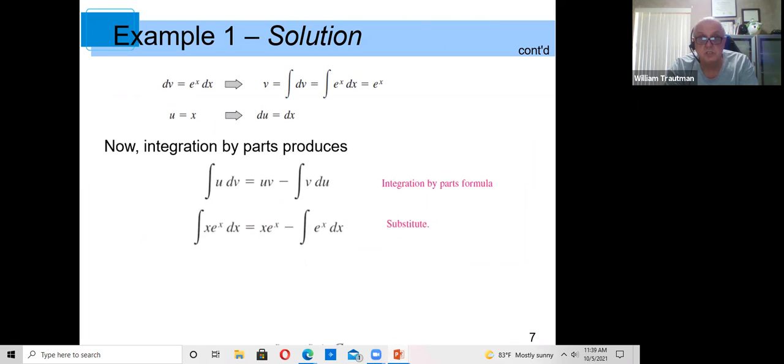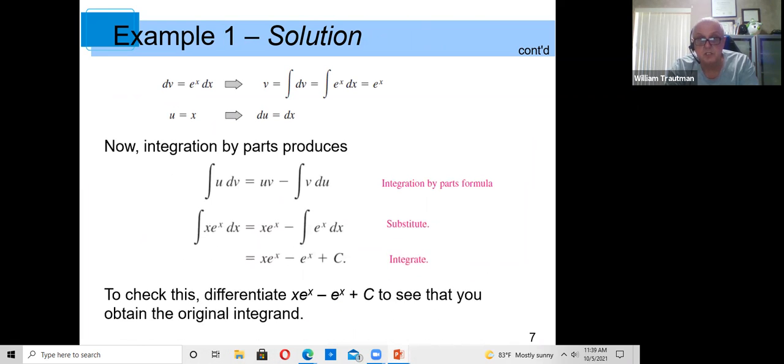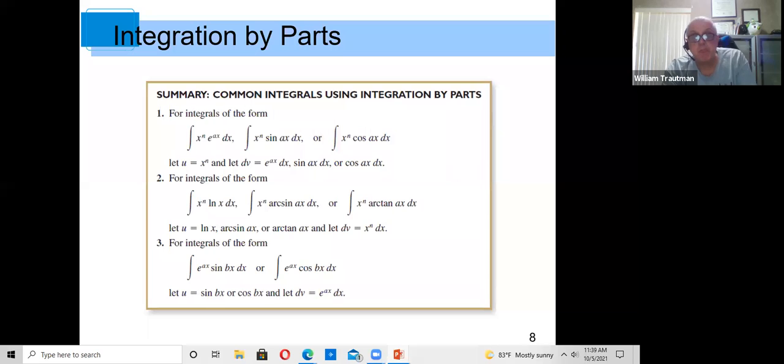This is just what I just did. And here are some clues they want to show you. If you have x to a power with e to the x, x to a power with sine, x to a power with cosine, they're saying make u the x to the power. It's like a tip. And then dv is the e to the x.